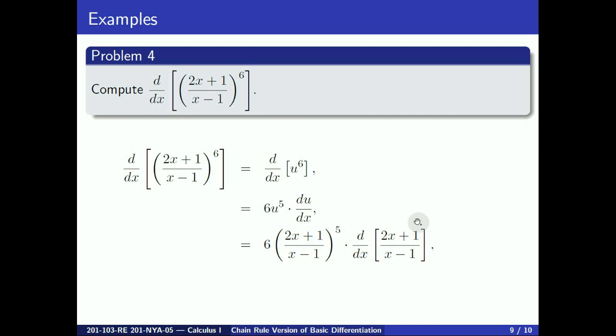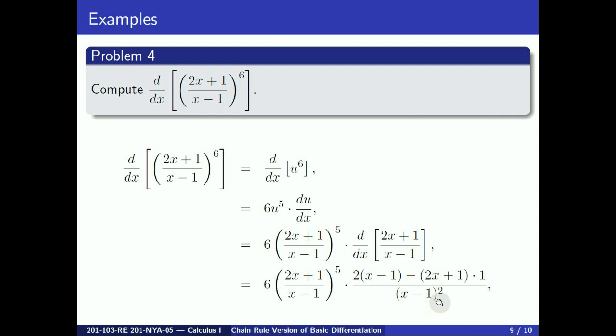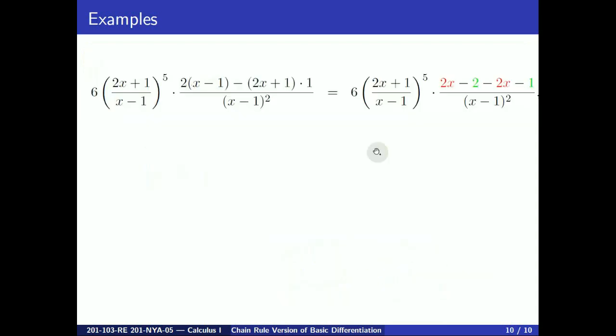Since u is a quotient, the last derivative needs to be done using the quotient rule, and it becomes 2 times x minus 1 minus 2x plus 1 times 1 over x minus 1 squared. So you'll recognize the quotient rule here, which is the derivative of the numerator times the denominator minus the numerator times the derivative of the denominator divided by the denominator squared. Expanding the numerator gives the expression on the left-hand side, and simplifying gives minus 3 over x minus 1 squared.